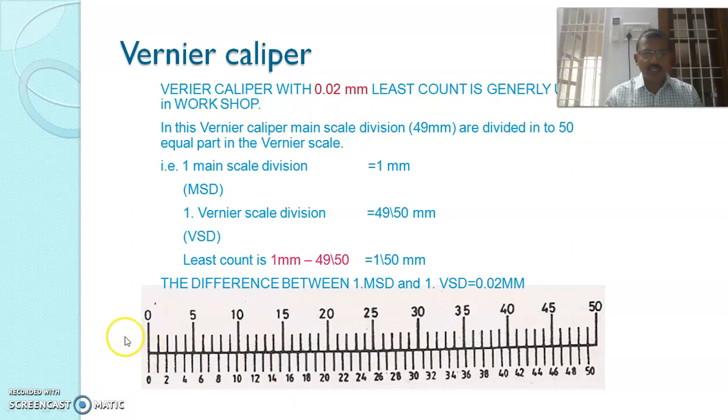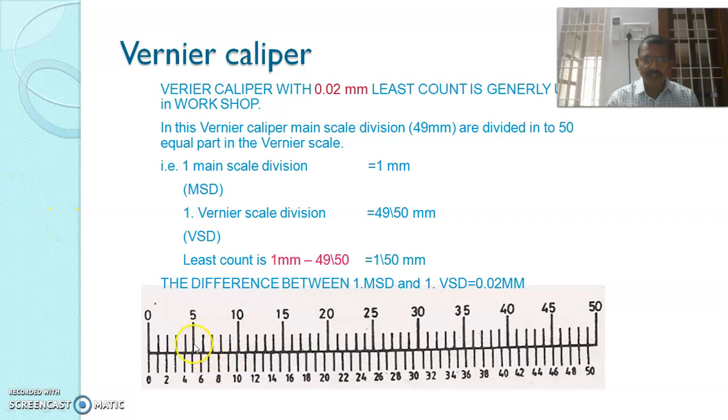Here, see the diagram. The top one is the main scale, and the bottom one is the vernier scale. In the bottom one, 49 divisions of the main scale are divided into 50 vernier scale divisions. The top main scale is nothing but a steel rule.